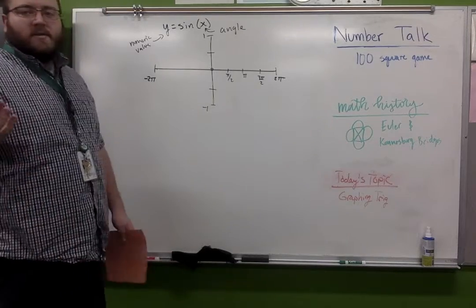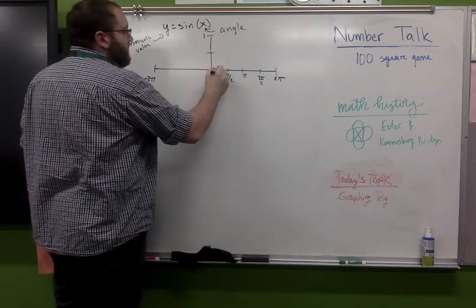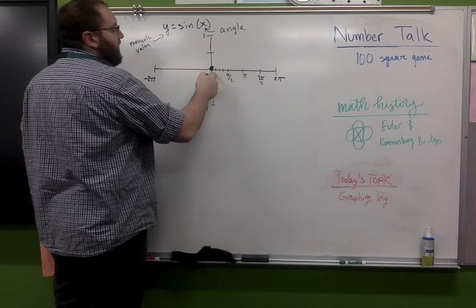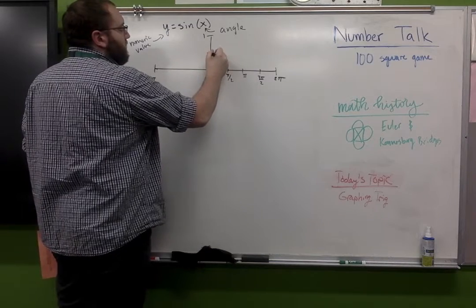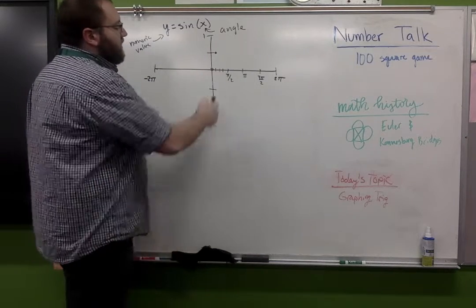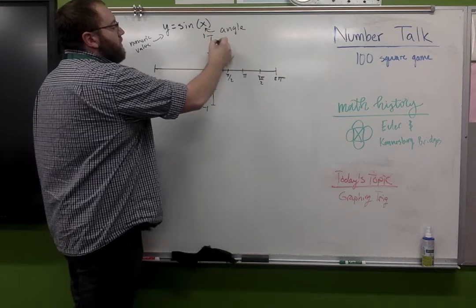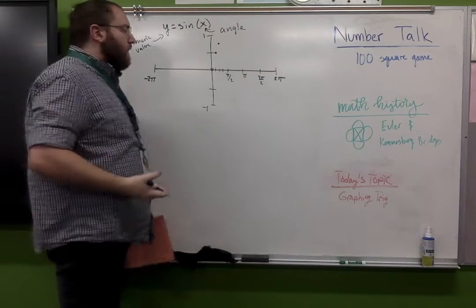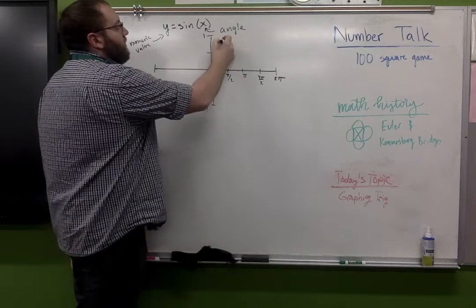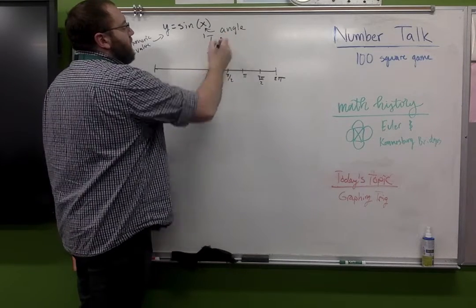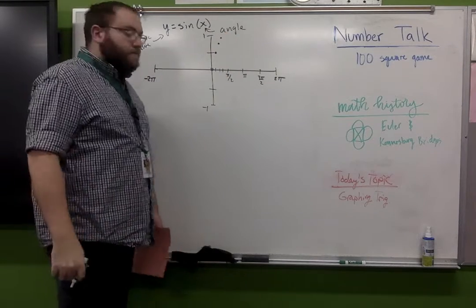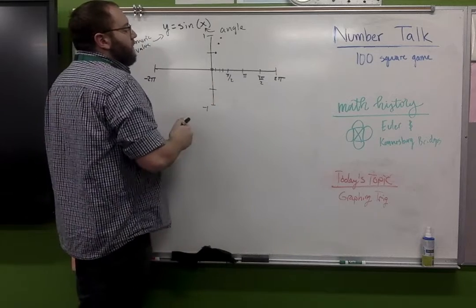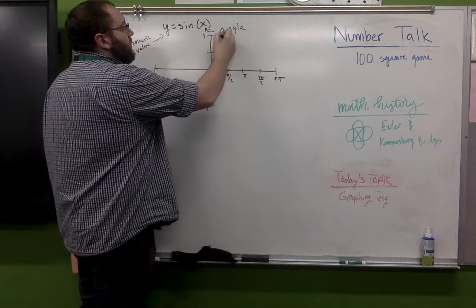Let's do pi over 6. Pi over 6 is about right here. So sine of pi over 6 is 1/2. Right there. Sine of pi over 4, square root of 2 over 2, which is about right there. It's 0.707. Just put it in your calculator. Sine of pi over 3 is square root of 3 over 2, so about right there, or 0.86. Sine of pi over 2 is 1.